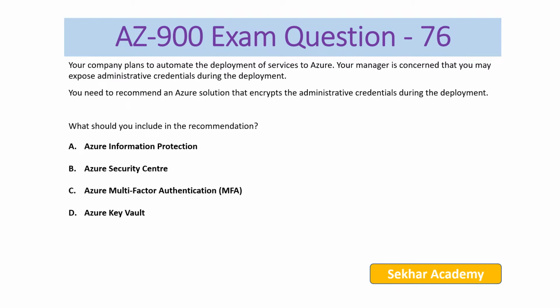AZ-900 exam question number 76. Your company plans to automate the deployment of services to Azure. Your manager is concerned that you may expose administrative credentials during the deployment. You need to recommend an Azure solution that encrypts the administrative credentials during the deployment. What should you include in the recommendation? A. Azure Information Protection. B. Azure Security Center. C. Azure Multi-Factor Authentication. D. Azure Key Vault. So the right answer is D.